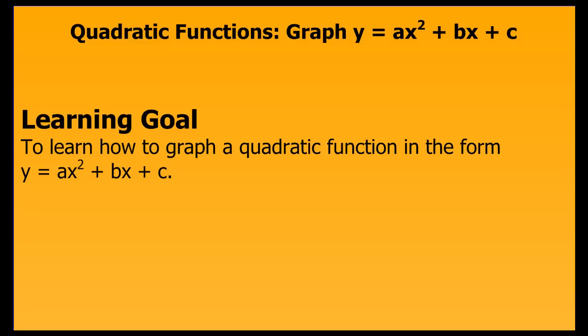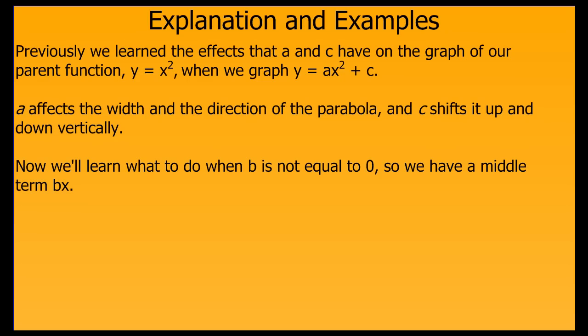Welcome to Algebra 1. The learning goal for this episode is to learn how to graph quadratics in the form y equals ax squared plus bx plus c. Previously, we learned the effects that a and c have on the graph of our parent function, y equals x squared, when we graph y equals ax squared plus c. A affects the width and the direction of the parabola, and c shifts it up or down vertically.